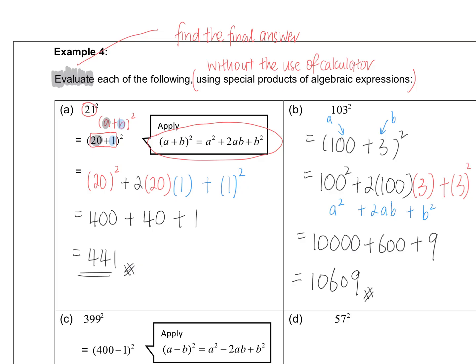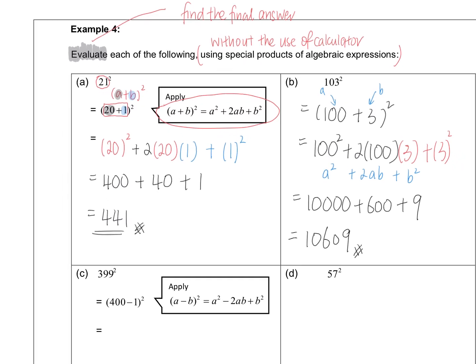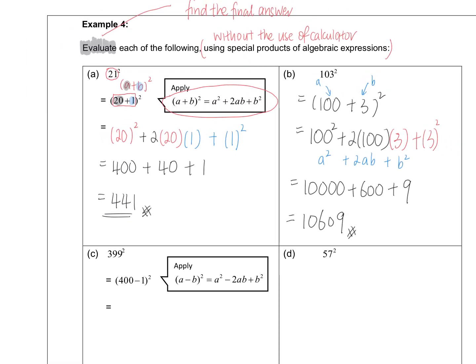Okay, so this kind of question, they will either say, please evaluate using special product rules, or they say without the use of calculator. Then you know you need to use the rule. If they never say anything, because you can use calculator for what? So they will force you to use special product rule.